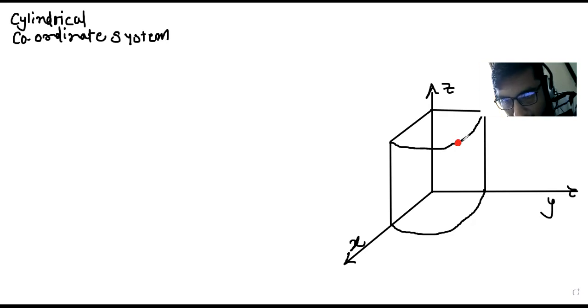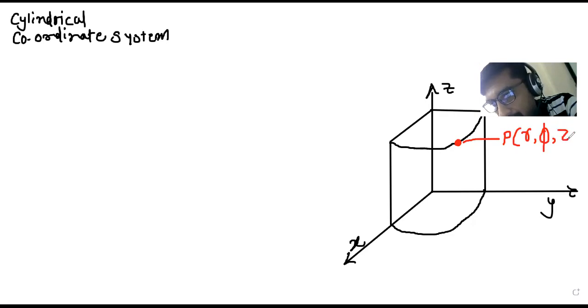So let's say the point P is present here. This is point P, right? When I say point P in the cylindrical coordinate system, it is defined with respect to three parameters: R, phi, Z. These are the three coordinates by which any point in the cylindrical coordinate system can be defined. Now, what do you mean by R?